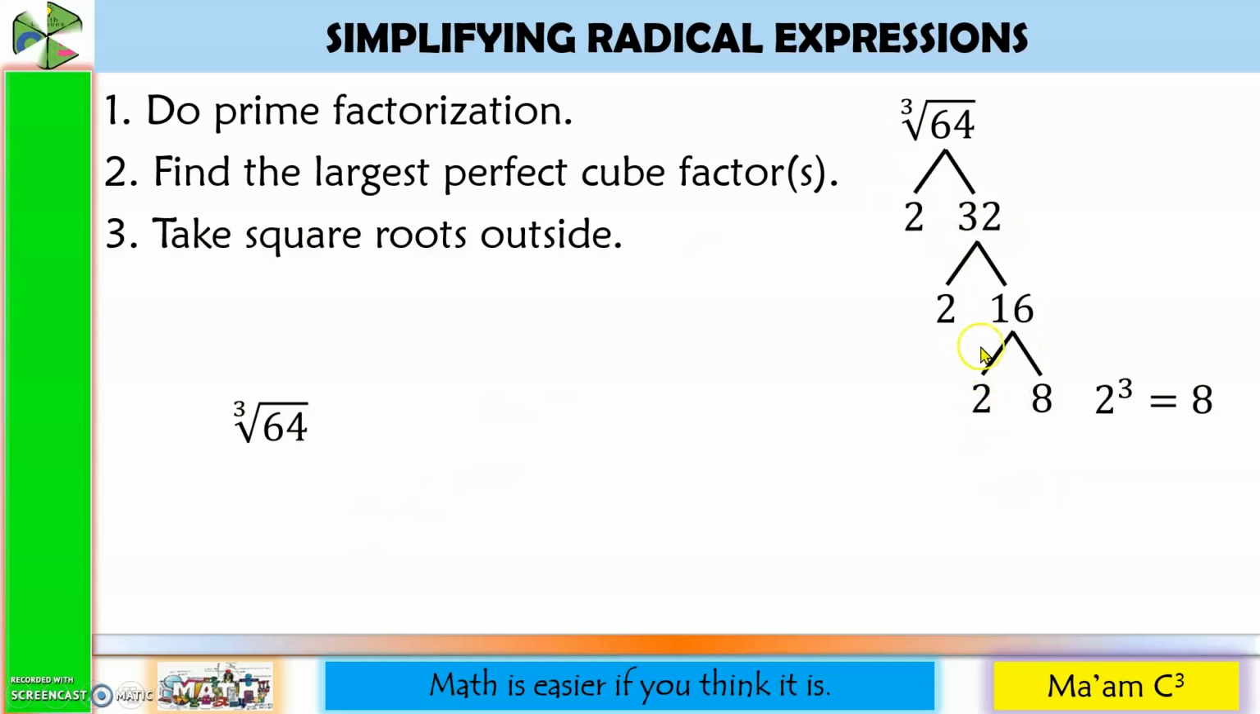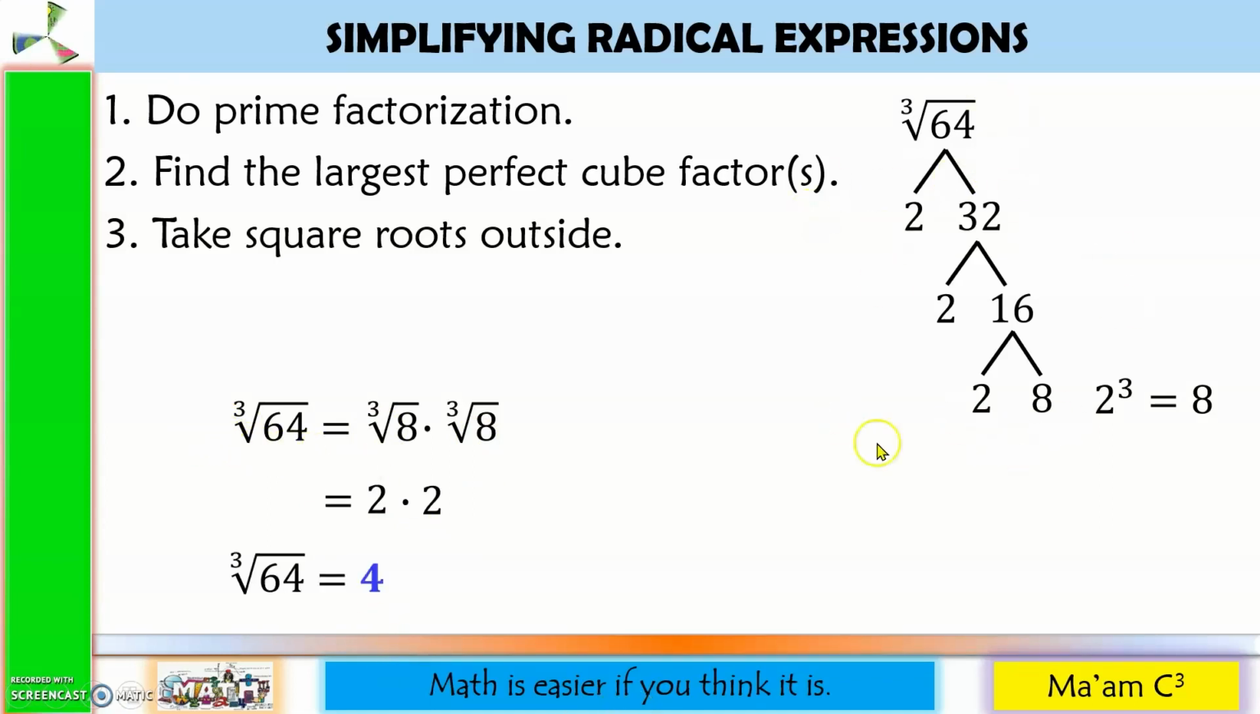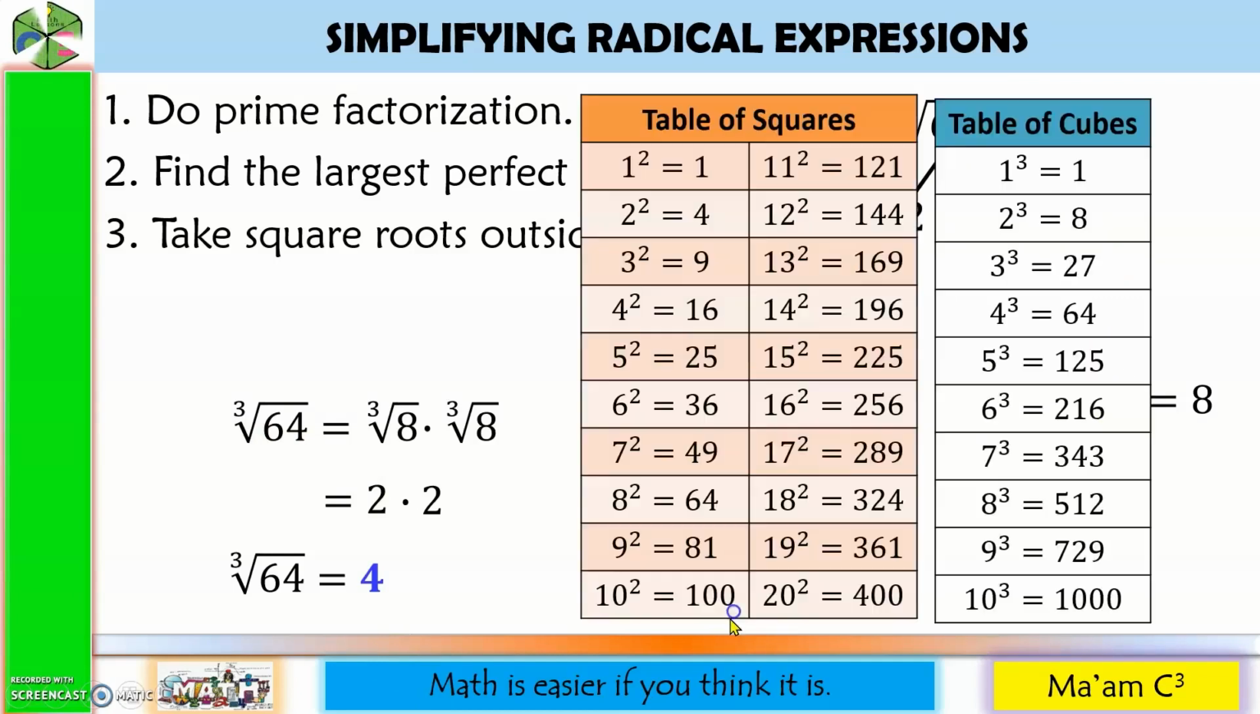So let's copy cube root of 64. We have here 2 times 2, 4 times 2, 8. So equals cube root of 8 times cube root of 8. Cube root of 8 is 2. Cube root of 8 is 2 again. And 2 times 2 is 4. So the cube root of 64 is equal to 4. This prime factorization method is helpful, but familiarizing yourself with perfect square and perfect cube tables is still the best way to work with radicals.